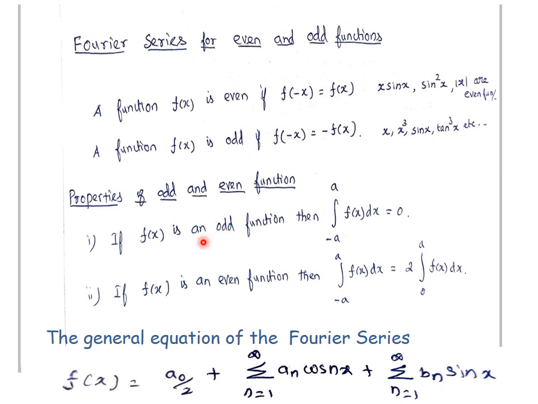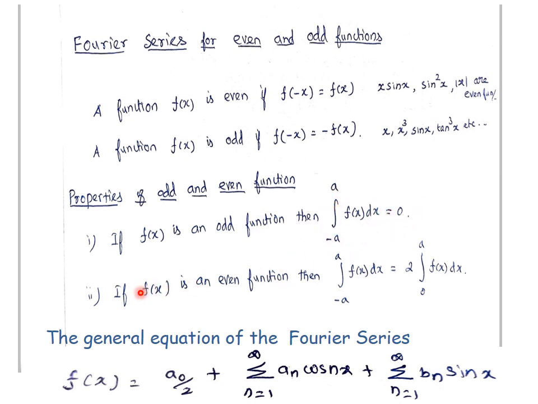If f of x is an odd function, then the integral from minus a to plus a of f of x dx is equal to 0. That means if the integrand f of x is odd, then the integral of f of x dx within the limits minus a to plus a, for any finite value a, is equal to 0.